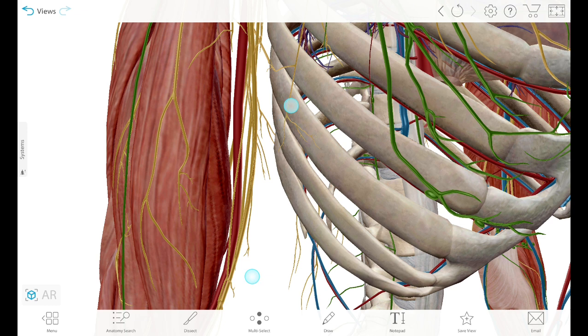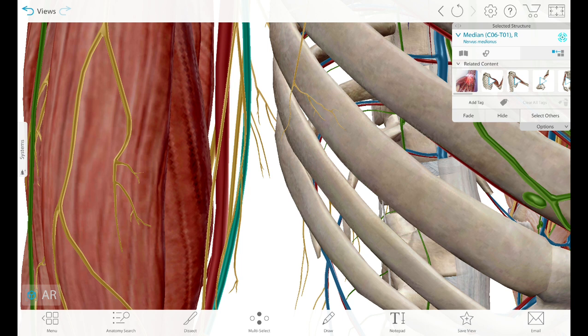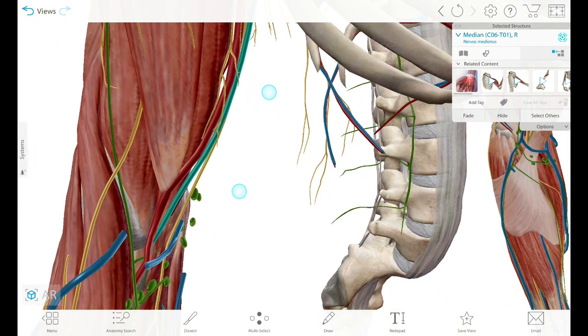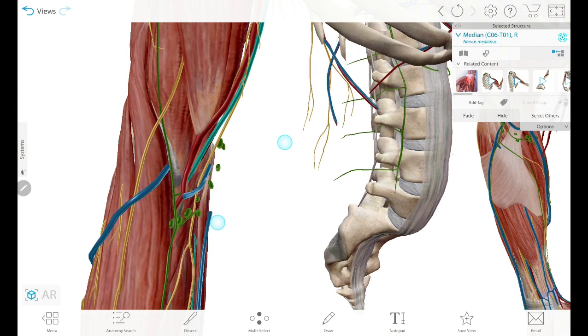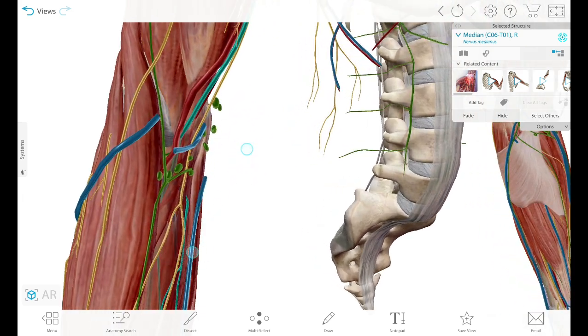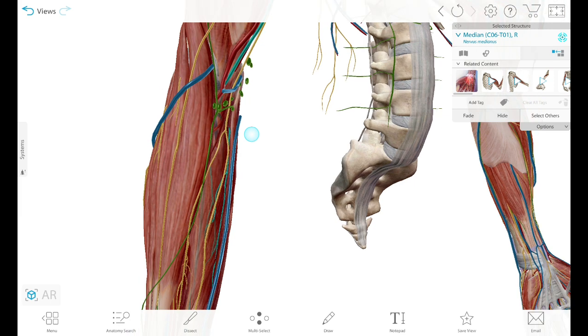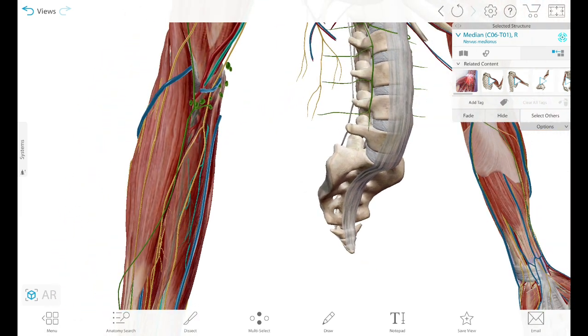Then it passes between the two heads of the pronator teres muscle. So this muscle over here is the pronator teres muscle, and it is passing between the two heads of the pronator teres, deep to the pronator teres muscle. Now the median nerve doesn't give any motor supply in the arm or in the axilla, but in the forearm it supplies the flexor muscles of the forearm.